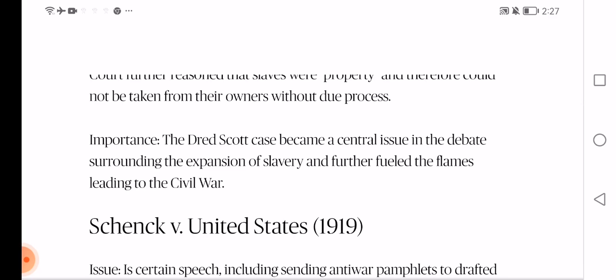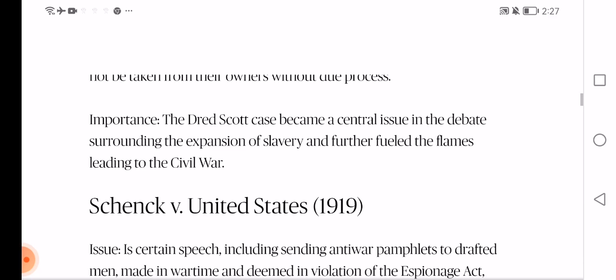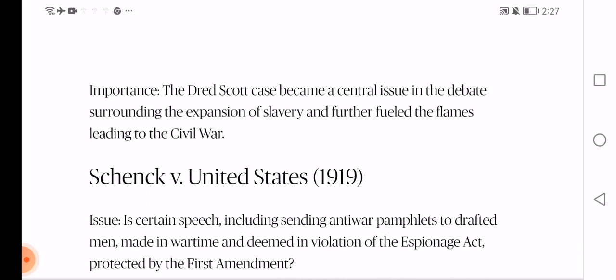Importance: the Dred Scott case became a central issue in the debate surrounding the expansion of slavery and further fueled the flame leading to the Civil War.